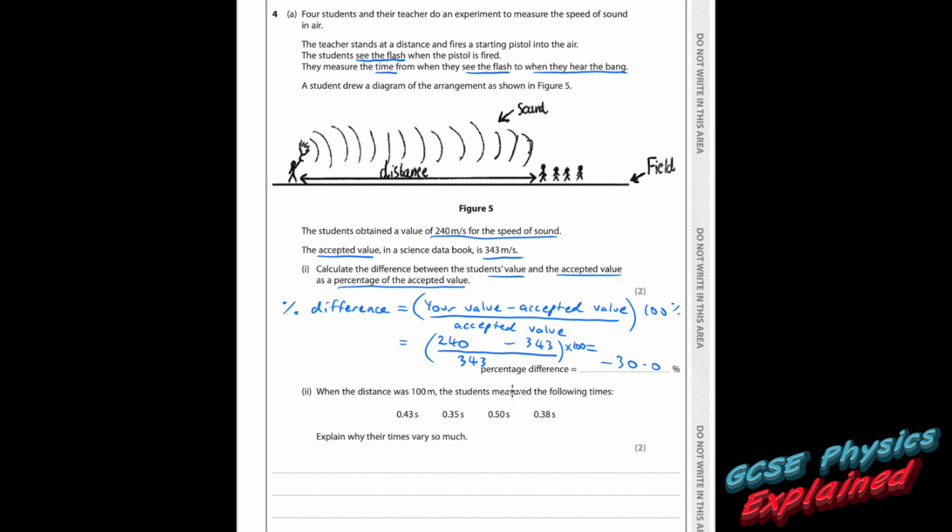Part 2. When the distance was 100 metres, the students measured the following times. Explain why their times vary so much. Right, well, it's human reactions, so some humans might have better human reactions than others. On average, the human reactions are a quarter of a second, but everybody's different. Look at where the people are standing. Some people are closer and some people are further away. So that could be an influence as well.